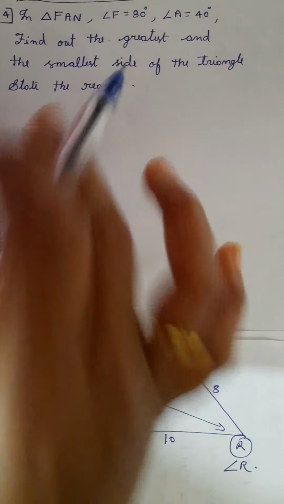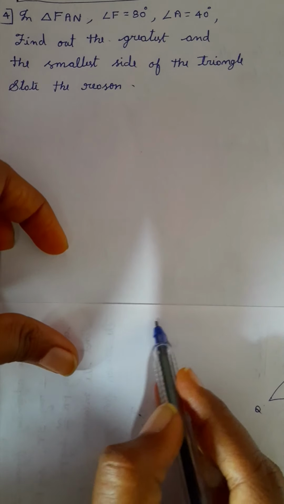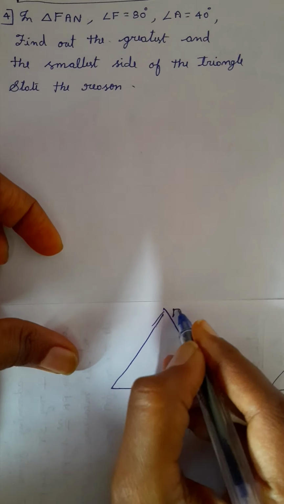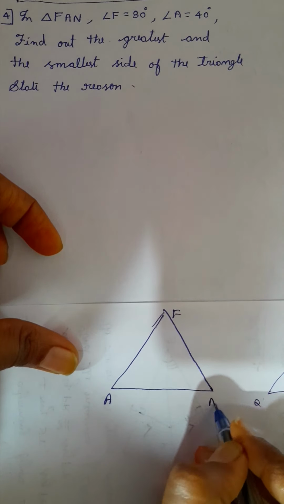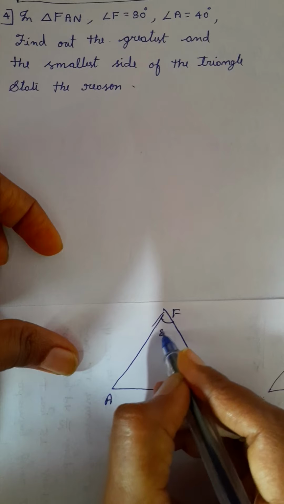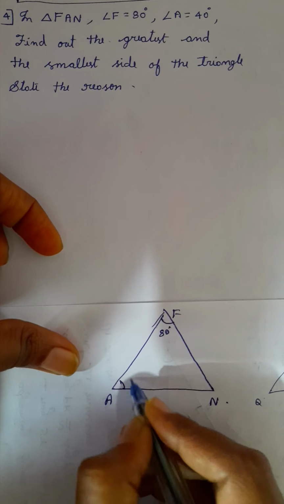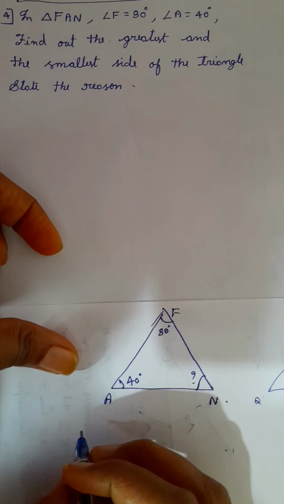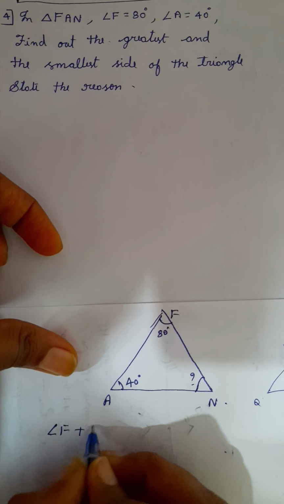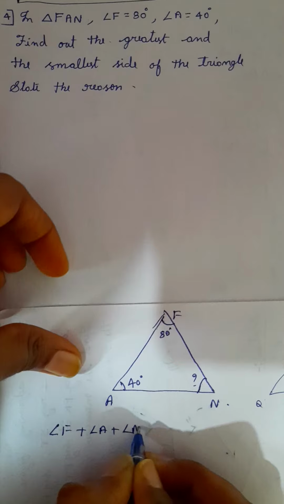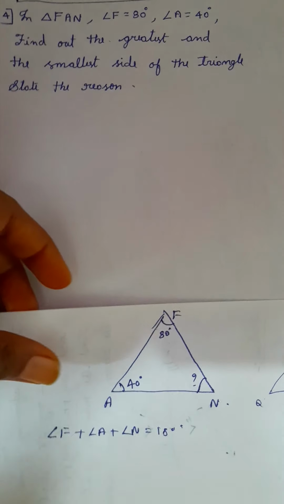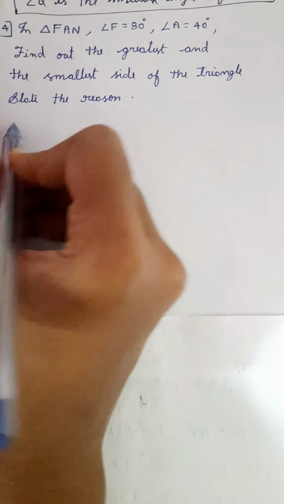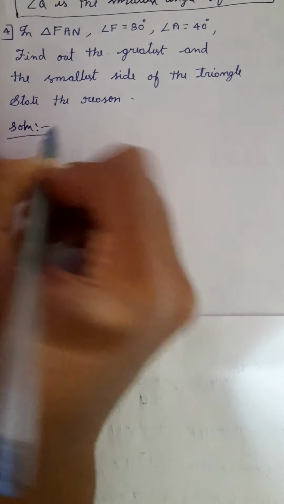Similarly, in this sum, in triangle FAN, angle F is equal to 80 degrees, angle A is equal to 40 degrees. So this angle also we need. How to find the third angle? The sum of the angles of a triangle is 180 degrees, correct? So first we find the third angle. So how to find it? Solution.